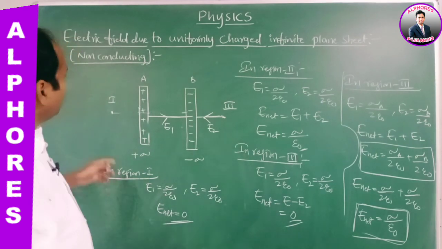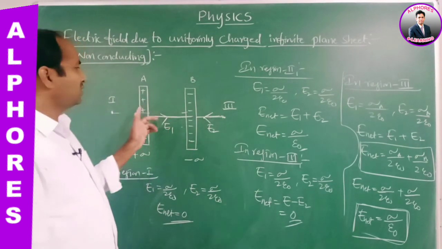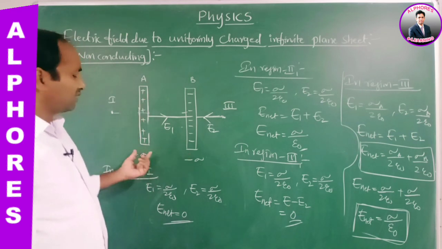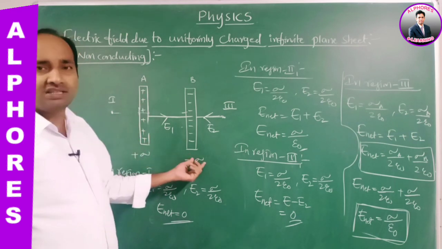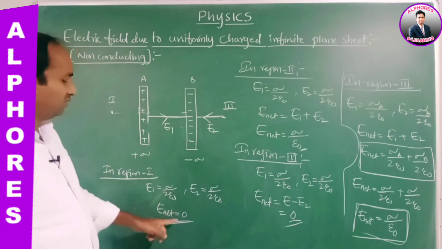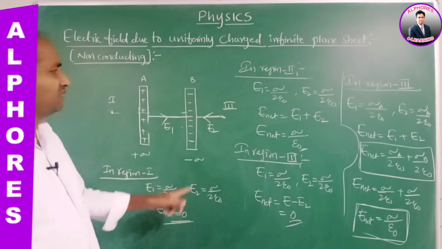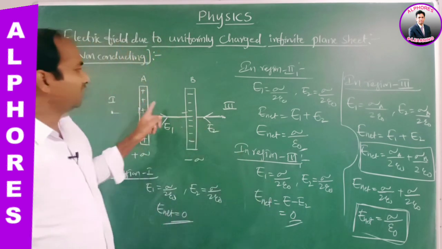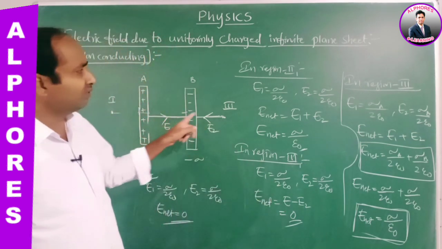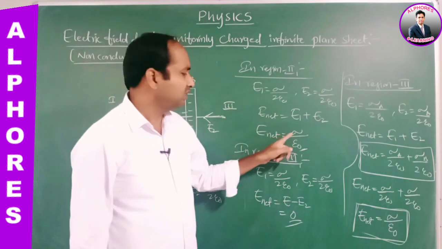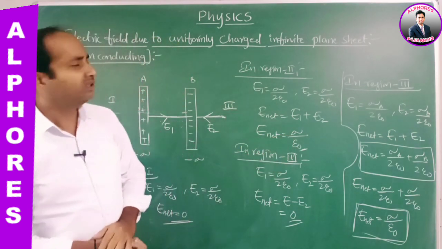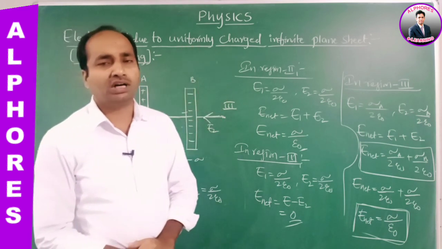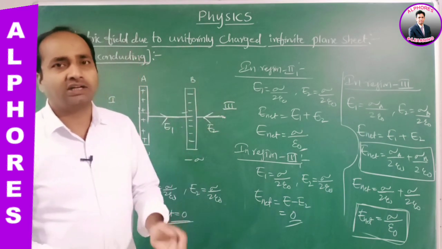Okay. See, when two uniformly charged, non-conducting plates have the surface charge densities plus sigma and minus sigma, in region 1 the net intensity of electric field is 0. In region 3 also the net intensity of electric field is 0. But in between the plates at any point, the electric field intensity is sigma by epsilon naught. Okay, this is about the electric field due to a uniformly charged non-conducting plane sheet.